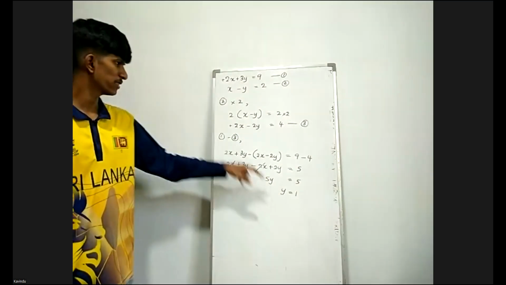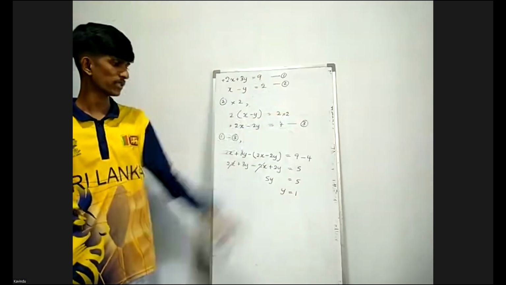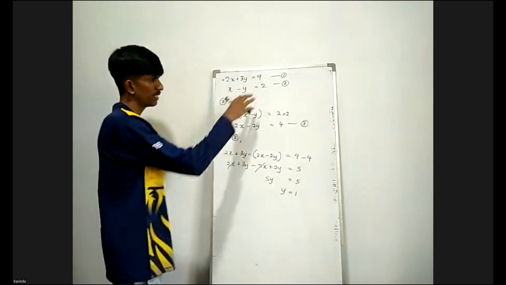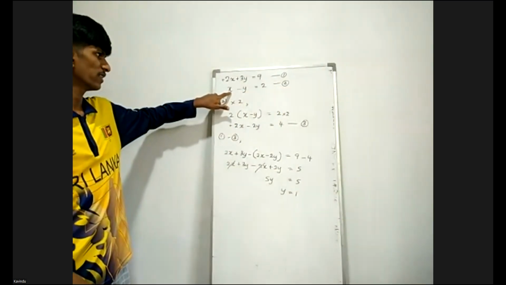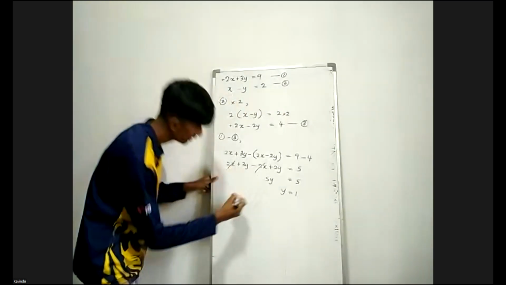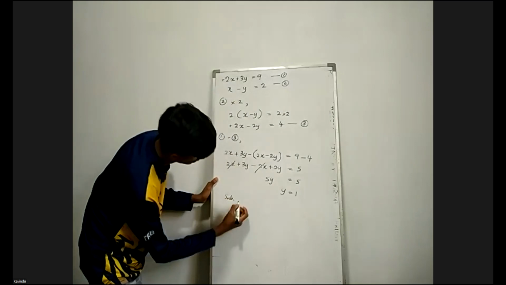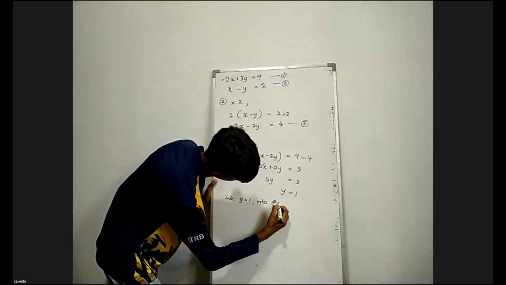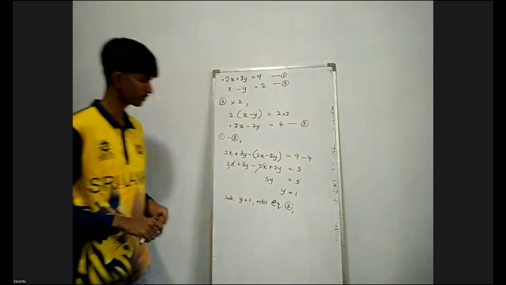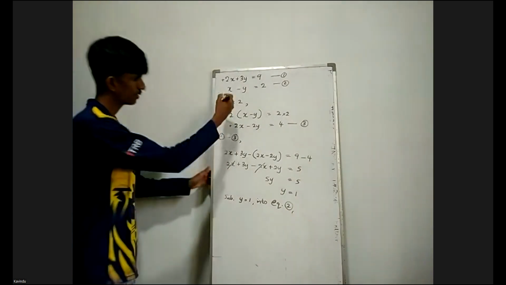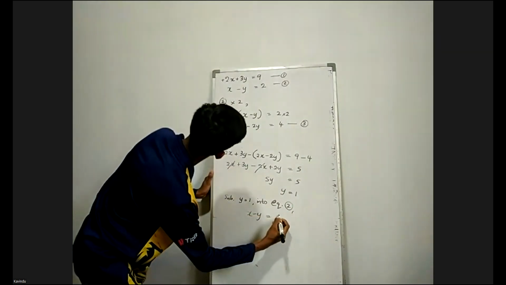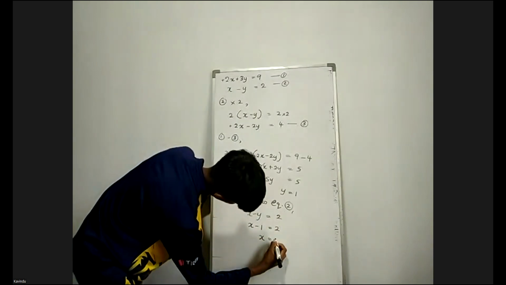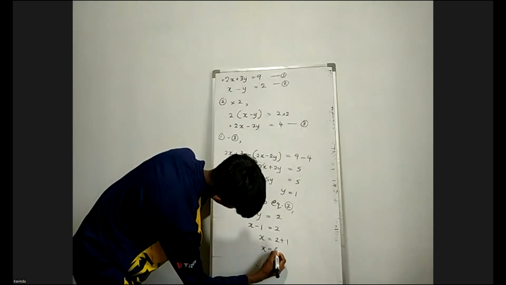Then we can substitute y = 1 into any of the first, second or third equation. You can choose whichever equation you like. Here I take the second equation because it is very simple. Substituting y = 1 into x - y = 2, x - 1 = 2, so x = 3.